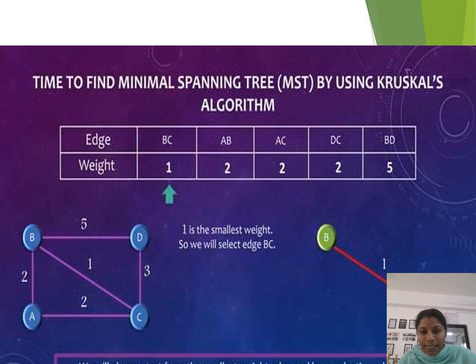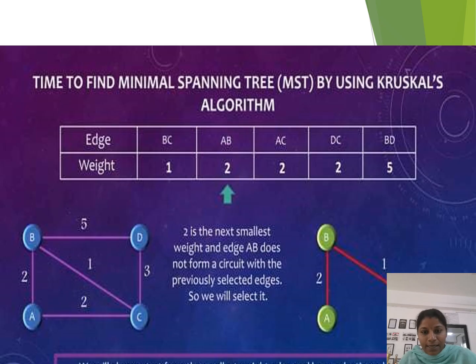We know 1 is the smallest weight, so we are going to select the edge BC. Next, we have weight 2. You have the edges AB and AC, and both have a weight of 2. Based on this, you are going to select edges. So 2 is the next smallest weight, and edge AB does not form a circuit with the previously selected edge, so we will select it.